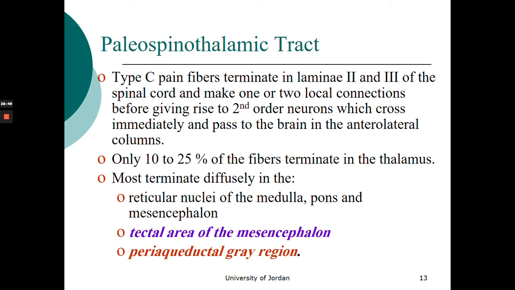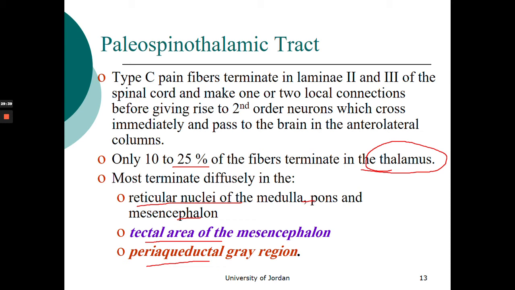Less than 25% of the fibers terminate in the thalamus, in the ventrobasal complex, but also in the intralaminar nuclei of the thalamus. Most terminate diffusely in the reticular nuclei of the medulla, pons, and midbrain, the mesencephalon. Some of these fibers go to the pretectal area of the midbrain, and to the periaqueductal gray around the aqueduct, between the third and fourth ventricle, the periaqueductal gray matter. Okay, so this is where they end.